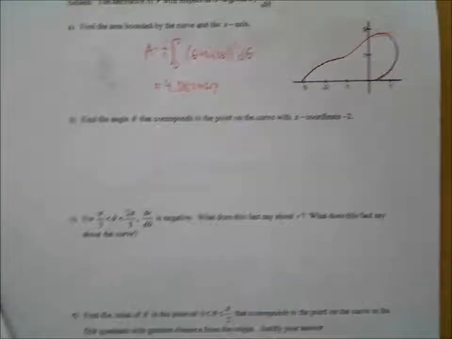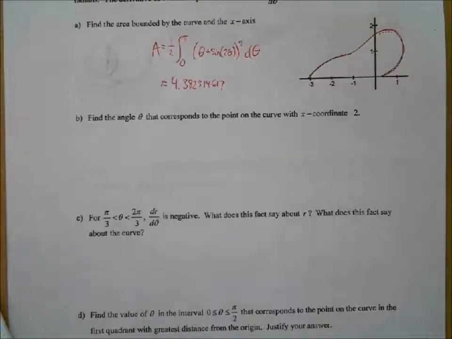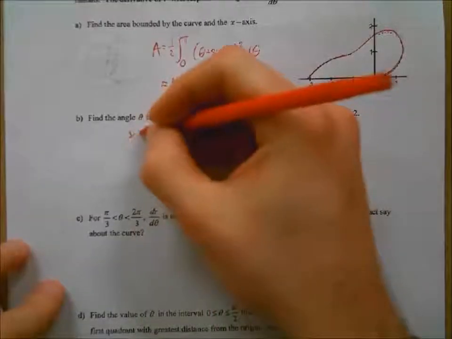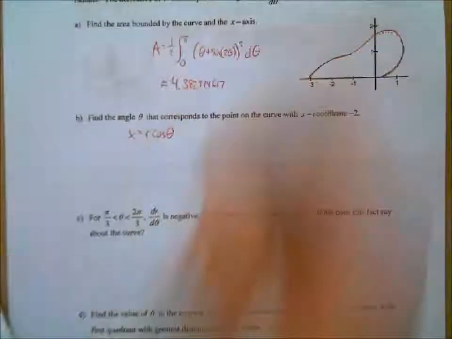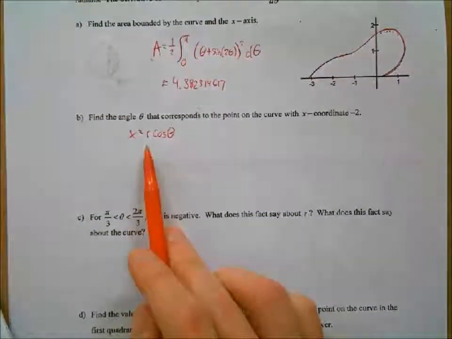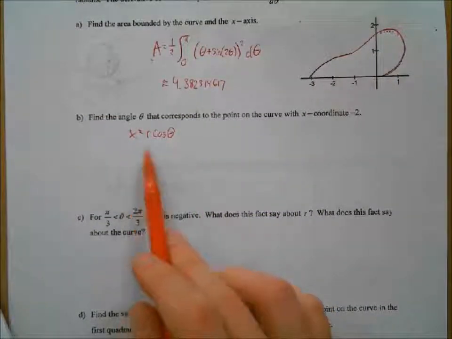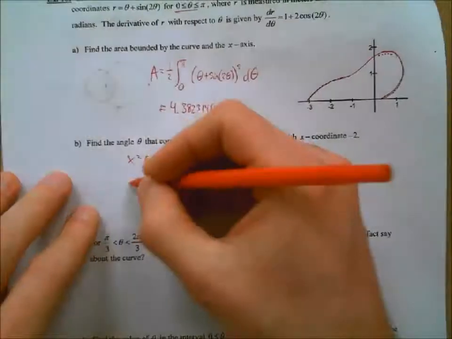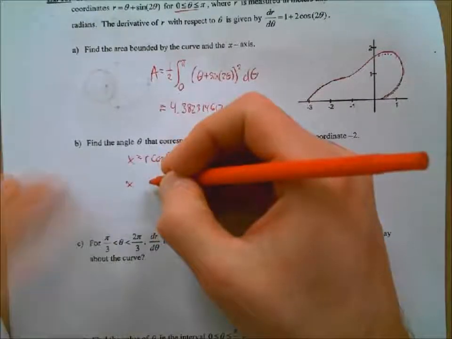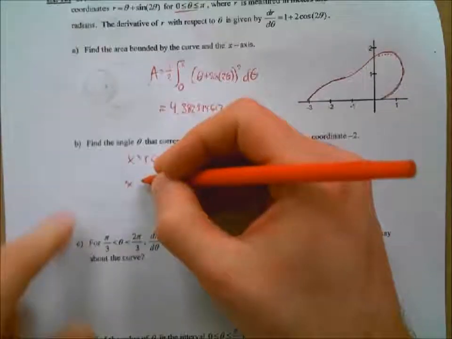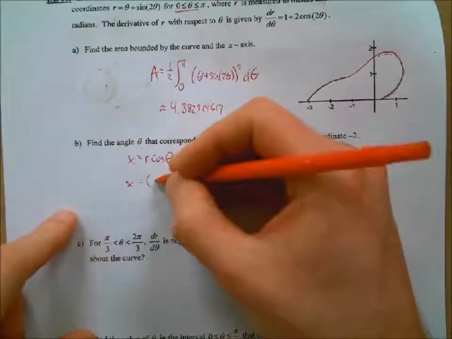Okay, so we have to take a theta and somehow get it to relate to an x-coordinate of -2. How do we relate x and theta? What do we have that relates those? x equals r cosine theta. Exactly right. But this is x in terms of r and theta. We need to get just x in terms of just theta here. But what is r in our situation? Theta plus sine of 2 theta. Exactly.